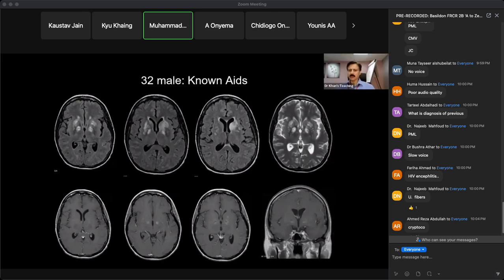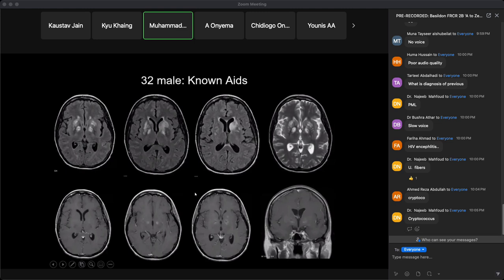Hint, anatomy. My hint is anatomy. Anything comes to your mind? Sure. So I can see the lentiform nucleus is involved on the right side, and also the internal capsule, bilaterally. Yeah, a bilateral symmetrical type of finding. Anything comes to your mind? No.